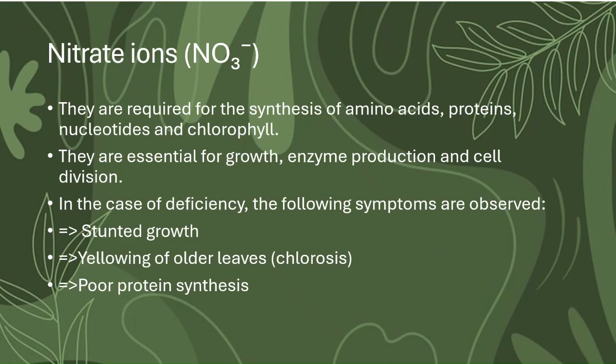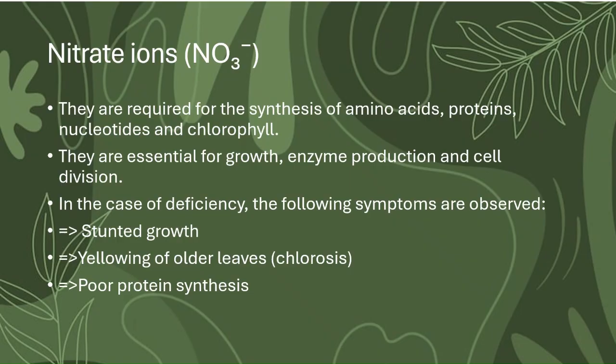So the first one we'll be looking at is nitrate ions. So they are required for the synthesis of amino acids, proteins, nucleotides, and chlorophyll. They are essential for growth and enzyme protection and cell division.